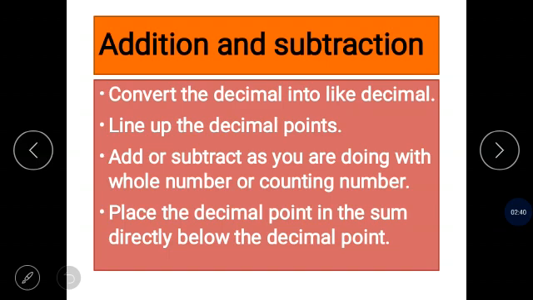Now whatever operation you are going to apply, if you want to add, add; if you want to subtract, subtract. And place the decimal point in the sum directly below the decimal points. Their places cannot be changed. The decimal point should be below the decimal point. Now let's see the example, and from there you will understand.